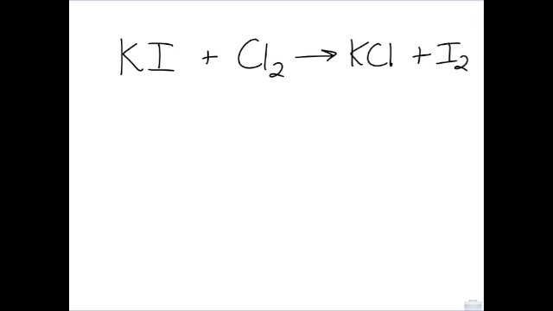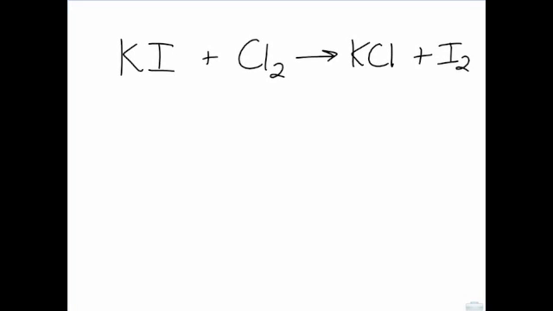Now let's add another step. After figuring out the reactants and products, let's count the number of atoms in each. Here we have the reaction between potassium iodide and chlorine to form potassium chloride and iodine. The reactants are on the left, potassium iodide and chlorine. The products are on the right, potassium chloride and iodine.